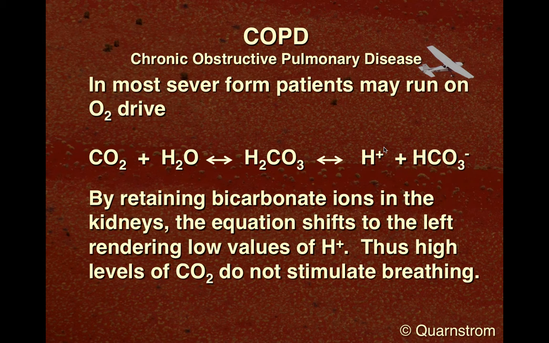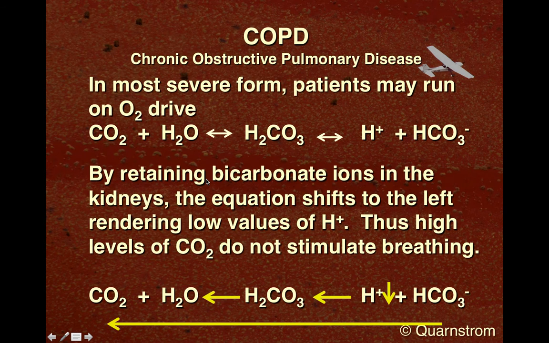With these chronic obstructive pulmonary patients, this level gets so high that their kidneys start retaining bicarbonate ions, and by doing so, this equation starts to shift to the left. So as they retain bicarbonate ions, that tends to buffer this, and the concentration of hydrogen ion goes down because the equation goes back to carbonic acid, and you might even get some separation of CO2. So the moral to the story here is the CO2 levels do not stimulate their breathing.